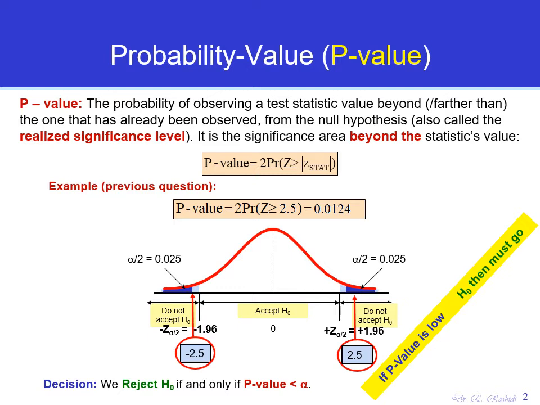How low or how small should the p-value be? It should be less than the significance level alpha. So if the p-value is low, H naught must go. That means we're going to reject H naught.